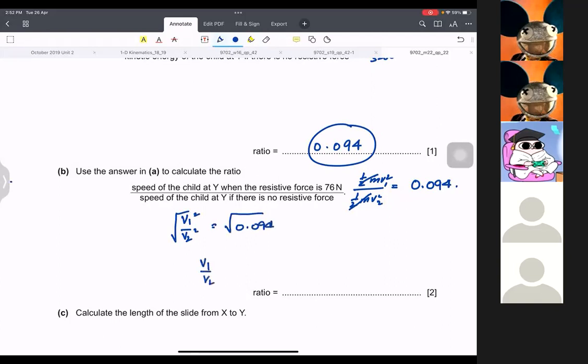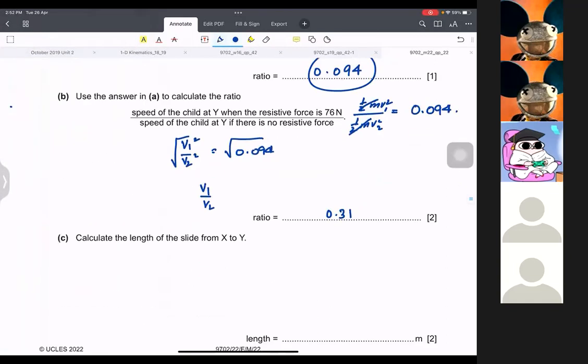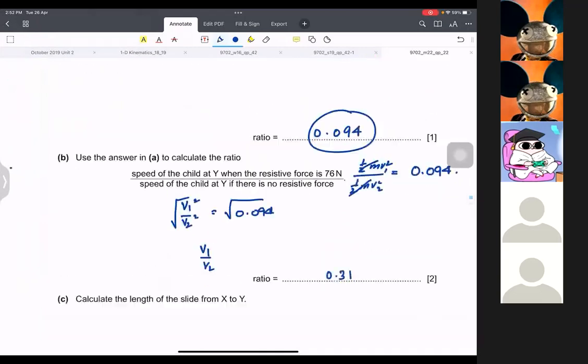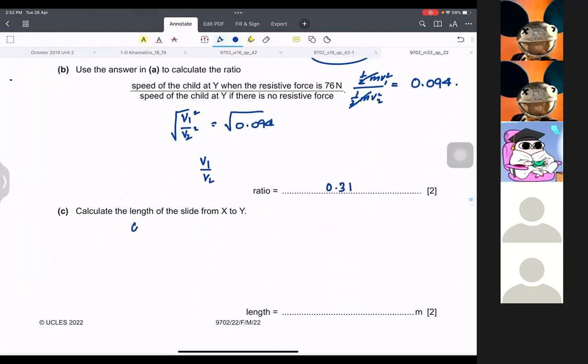This is going to be V1 over V2 and under root of this is 0.31 like that. Okay, so that's pretty simple. Now calculate the length of slide XY. Now it says find the length. Fair enough. Now you need to understand that gravitational potential energy is going towards what? It is going to kinetic plus resistance. Now this was 3200, this was 300. We want to find this. So resistive will be 2900 joules.